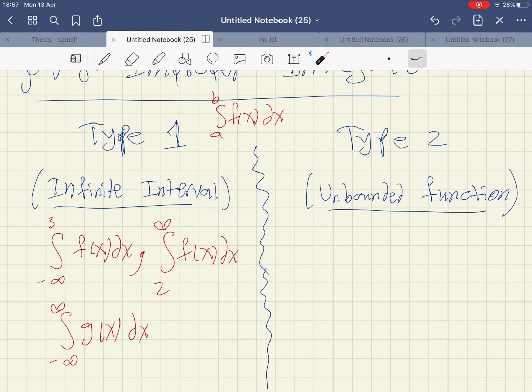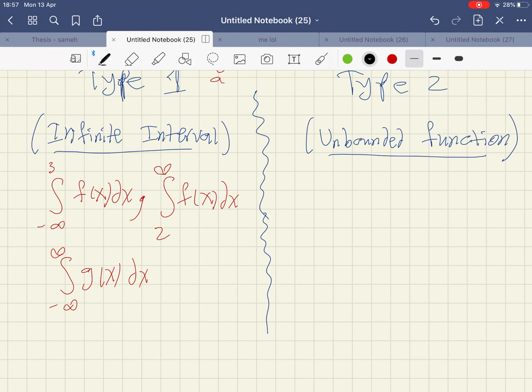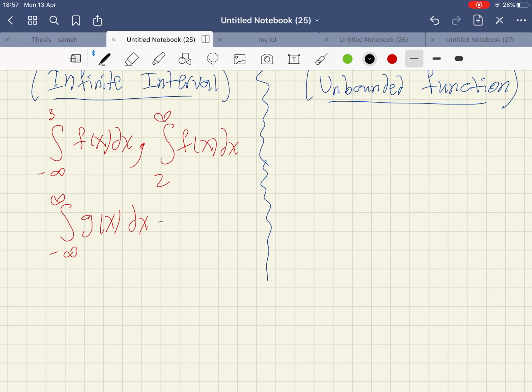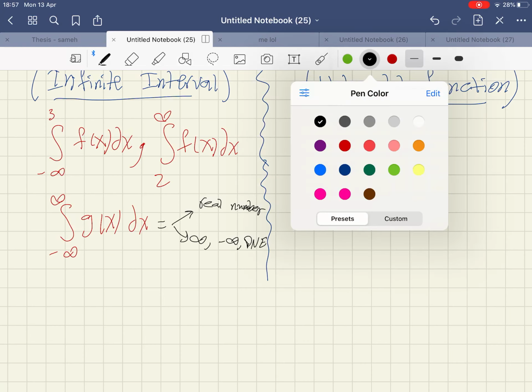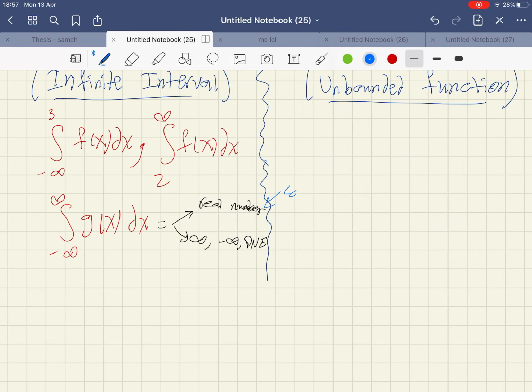Such an integral will have two answers. Maybe if we find the answer, we will get a real number, or maybe we'll get infinity, because you can see that there's an infinity, there's a possibility we get negative infinity, or maybe we get something like does not exist, infinity minus infinity, or something we can't find. In the first case, we will call it converges. In the second case, we call it diverges.